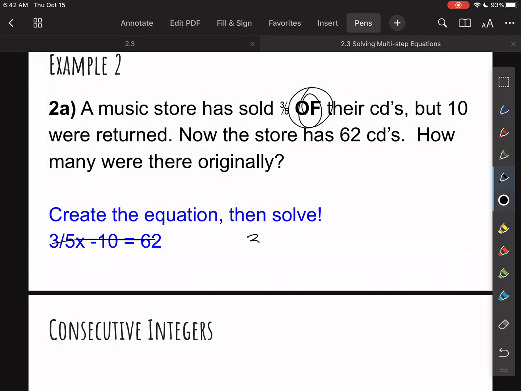But it's 3/5 of, and 'of' is multiplied, right? So multiplied by, I called it X. You could call it C for CDs. 3/5 of CDs, but 10 were returned. Okay, so we have to subtract 10 from how many were sold. And now we have 62. So we set that to equal 62. And then we can solve it, right?